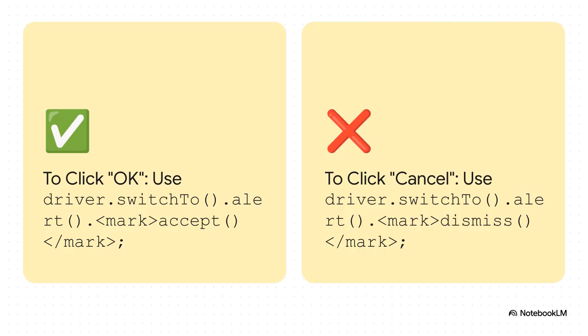Now, the confirmation alert gives you a choice. After you switch focus to it, calling .accept will click OK, just like before. But if you want to hit that cancel button, you use a different method, .dismiss. It's really that straightforward. And finally, we have the prompt alert, which is the most involved of the 3. This one always needs a 2-step attack. First, you send the text you want to enter, then you close it by either accepting or dismissing.